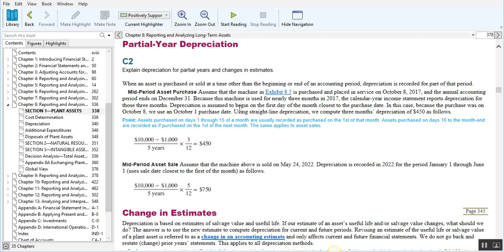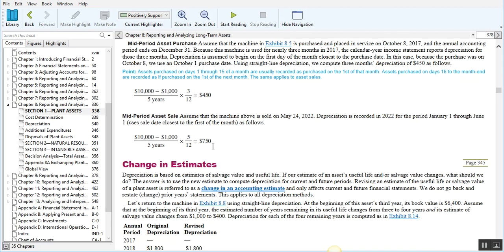So they purchased the asset and put it into place on October the 8th. So you're going to go back and calculate how many months that is that it was in use for the first year. And in this case, we're going to calculate the depreciation on a straight line method like we normally would, but we're going to factor it by 3 months out of 12 to get a prorated depreciation amount in that first year.